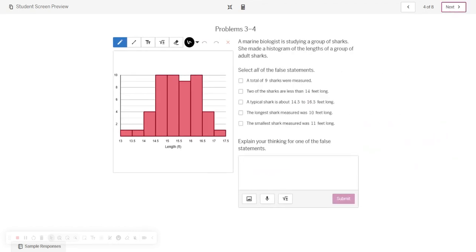Okay, sharks. A total of nine sharks were measured. No. There's one, two, 16, 26, 36, 45, 49, 50. There were 50 sharks measured. So that is definitely wrong. There were 50 sharks, not nine.